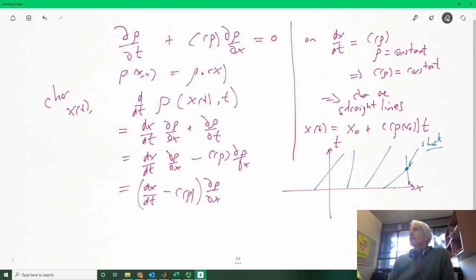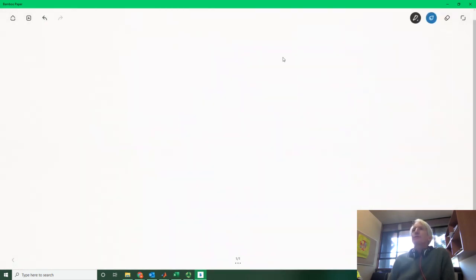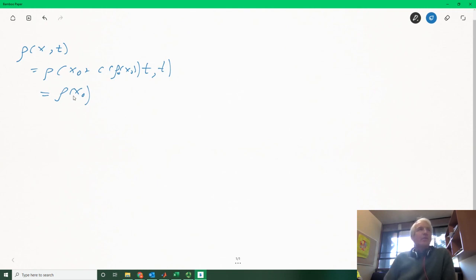So I'm going to just clear this. So we've got this expression here. We know that rho of x comma t is equal to rho. Now I gave you that formula for x. It's x naught plus c of rho naught of x naught times t comma t. That is equal to rho naught of x naught. So that's the sort of equation here. We can actually draw that, and I'm going to draw you a picture of that in MATLAB in the next video, and I'm going to stop this one here.